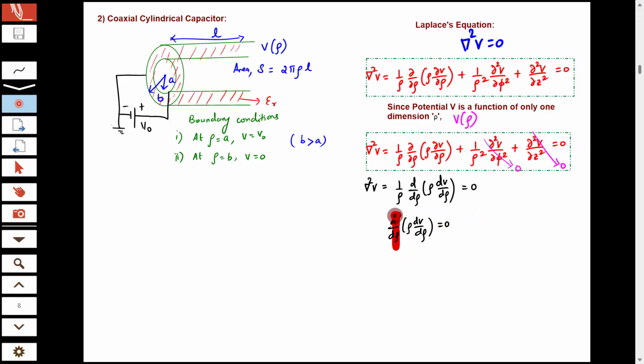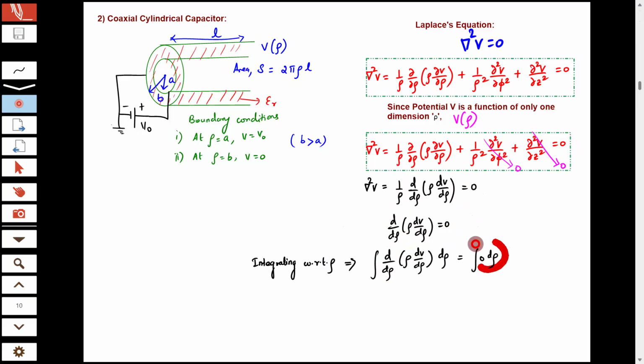Now, to eliminate this differentiation, we will be performing integration with respect to rho for this equation. So integration will remove this d by d rho, and in the right-hand side, we have 0. Integration of 0 will be 0. And there are no limits provided, so that has to be written in terms of integration constants. So 0 plus C1 is the right-hand side. And in the left-hand side, this integration with respect to rho cancels one differentiation.